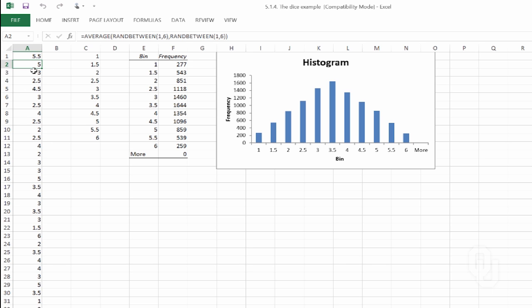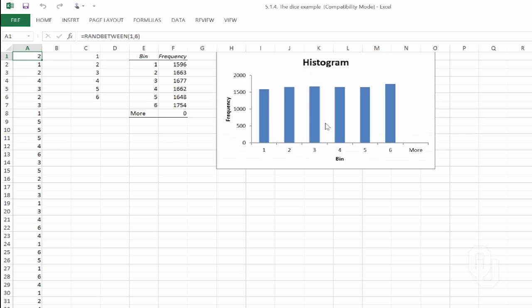We got an average of 5. We tossed 2 dice again, and we got an average of 3, and so on. Okay, so what happens whenever we see something like this? What happens whenever we increase our sample size from 1 to 2?